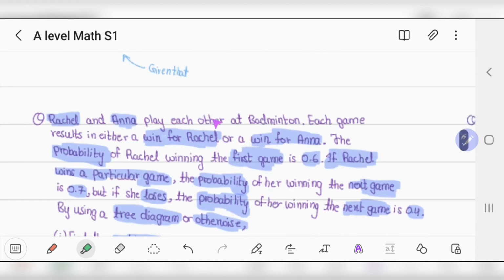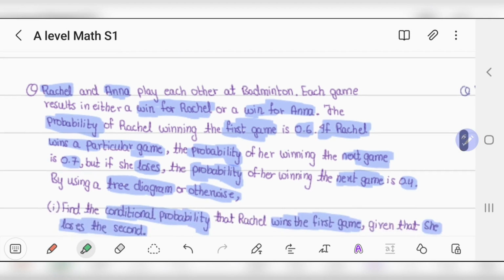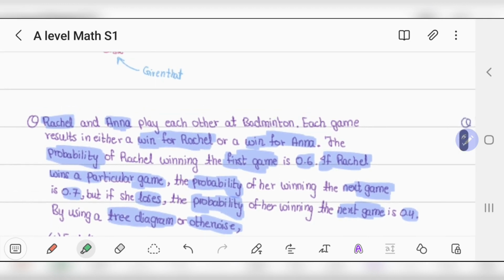Rachel and Anna play each other at badminton. Each game results in either a win for Rachel or a win for Anna. The probability of Rachel winning the first game is 0.6. If Rachel wins a particular game, the probability of her winning the next game is 0.7. But if she loses, the probability of her winning the next game is 0.4. By using a tree diagram or otherwise, find the conditional probability.